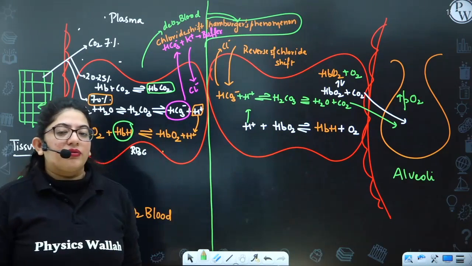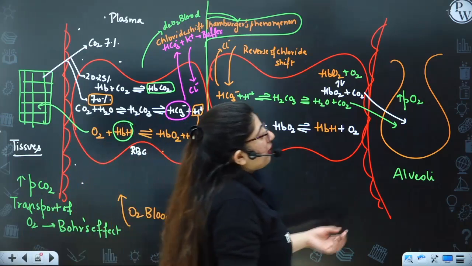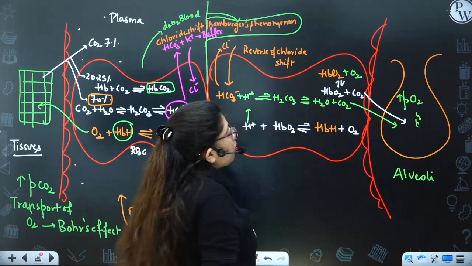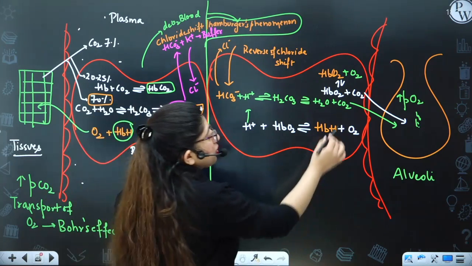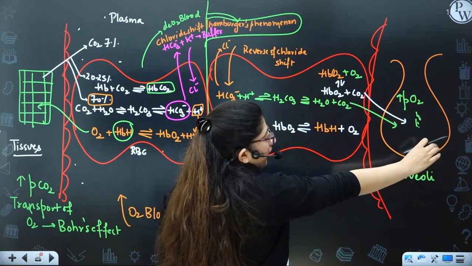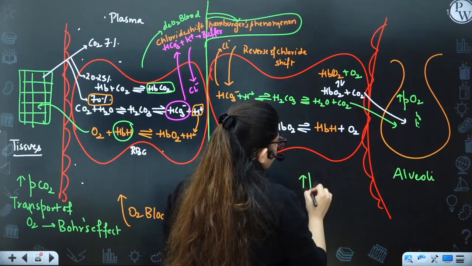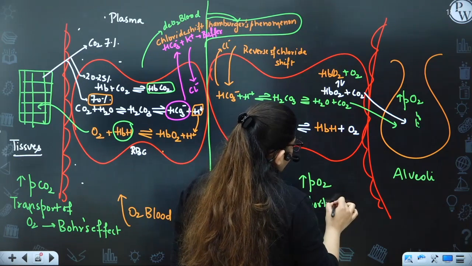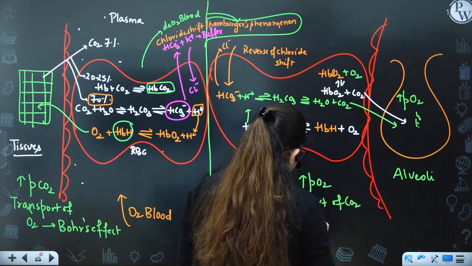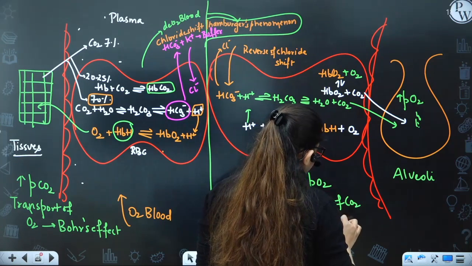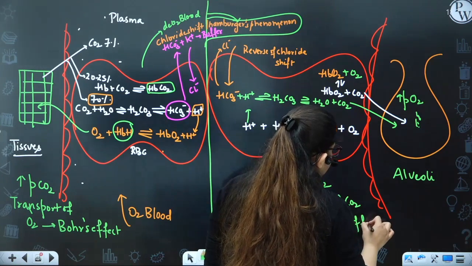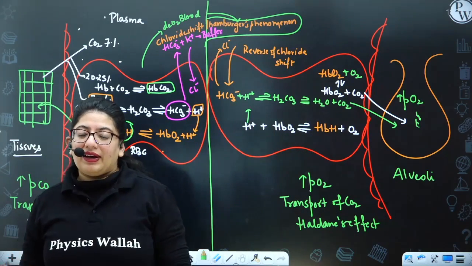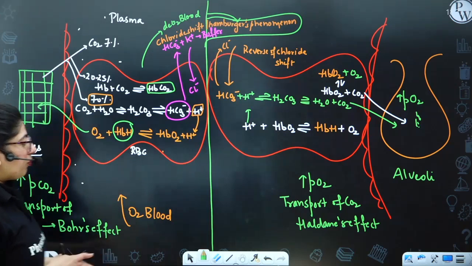So from here, what do you understand? You understand whenever there is increase in PO2, it leads to unloading or transport of CO2, right? So here CO2 is moving inside the alveoli when there is increase in partial pressure of oxygen, and this transport of CO2 is your Haldane's effect. All right, so this is how the oxygen and CO2 get transported and exchanged. All right, I hope you understood this.